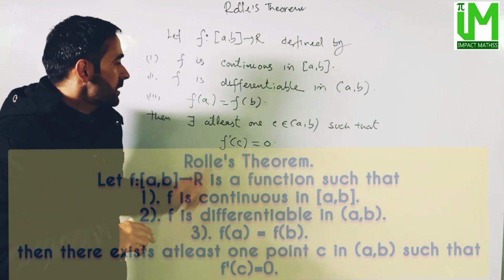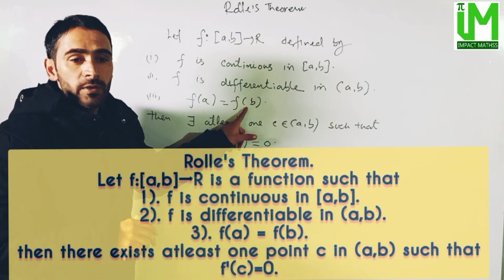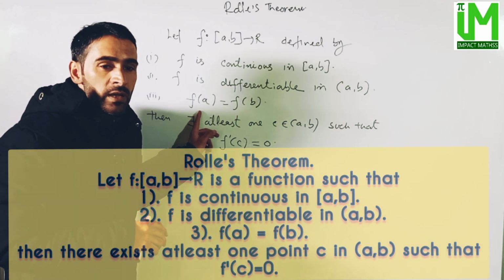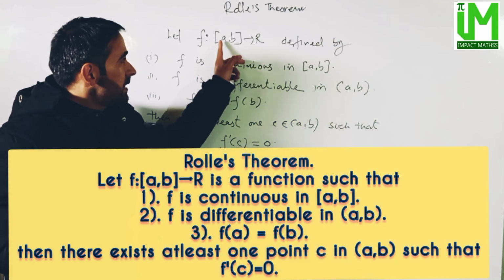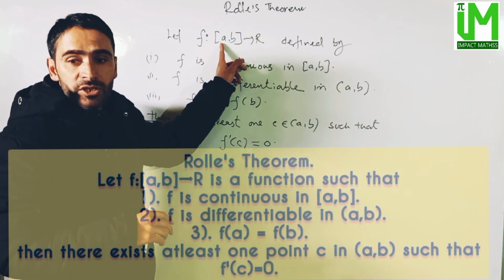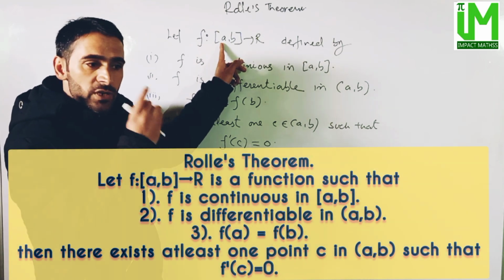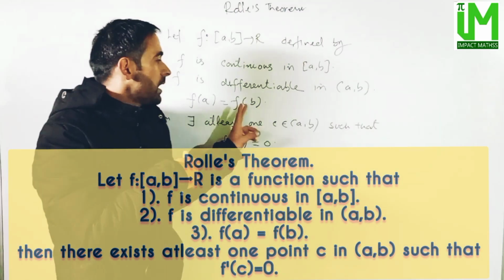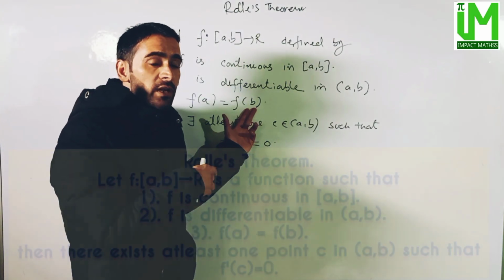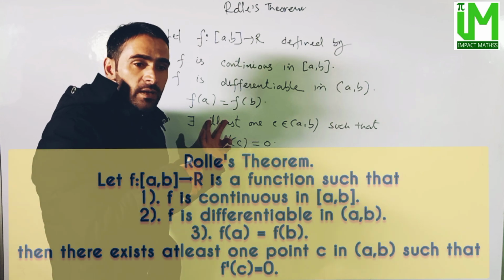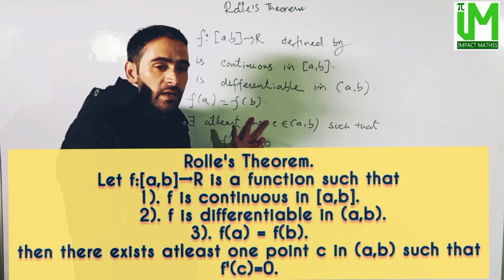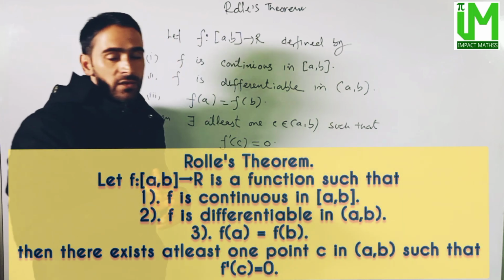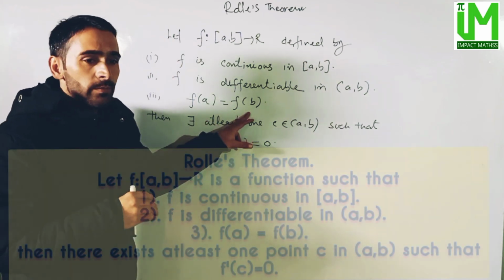And third condition, f(a) is equal to f(b). What does this mean? f(a) means the image of a. What is a? a is the starting point of the interval, and its image is f(a). f(a) is equal to f(b). This means the image of a is equal to the image of b, that is, the y value at a is equal to the y value at b. So f(a) is equal to f(b).